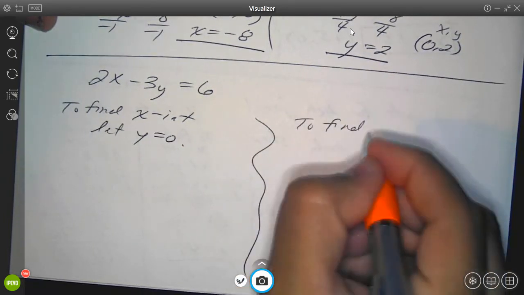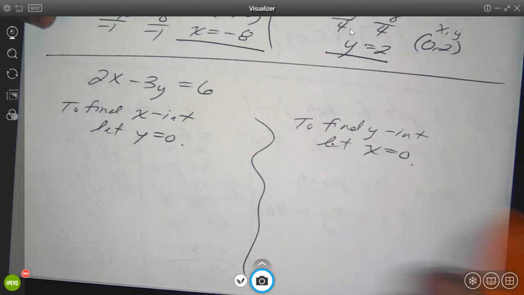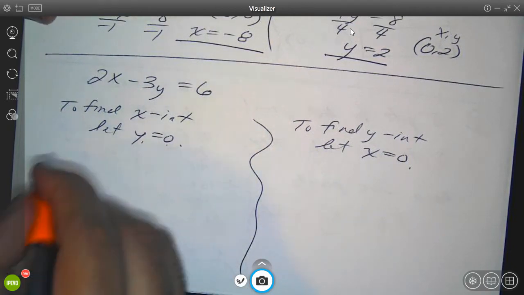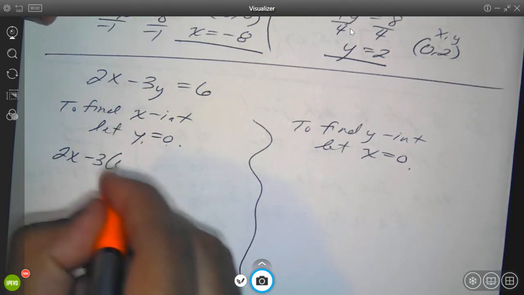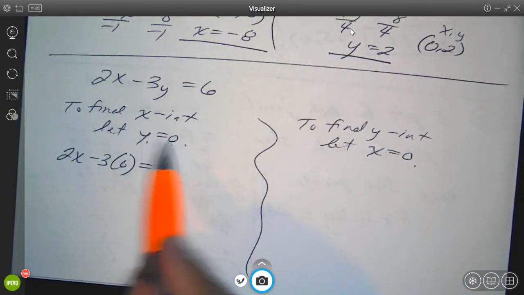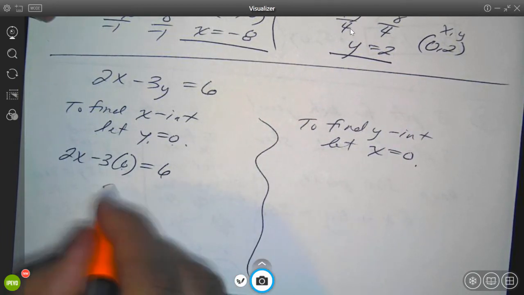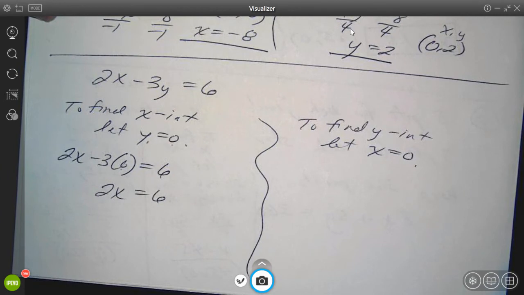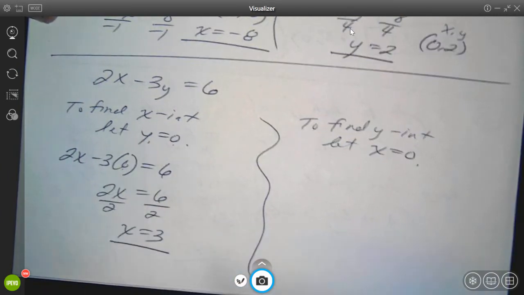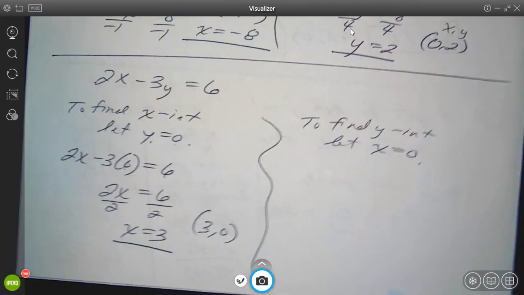To find the x-intercept, we let y equal 0. I'm going to plug it in straight as is, right? So 2x minus 3 times 0 is equal to 6. All I did was plug in 0 for y. Negative 3 times 0 is just 0, so I'm left with 2x equals 6. To solve for x, I divide by 2. So x equals 3, which is what? My x-intercept is (3, 0).